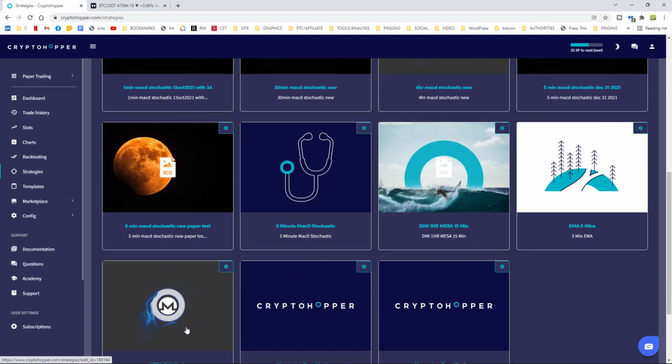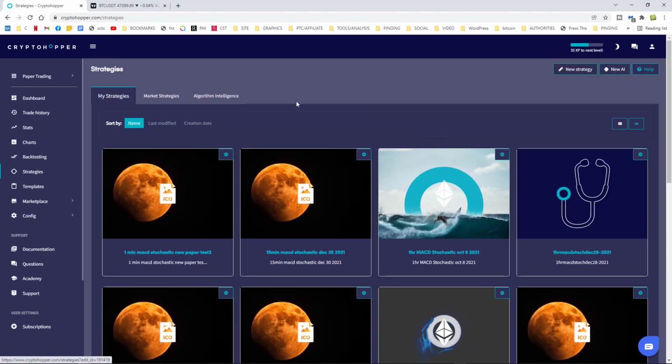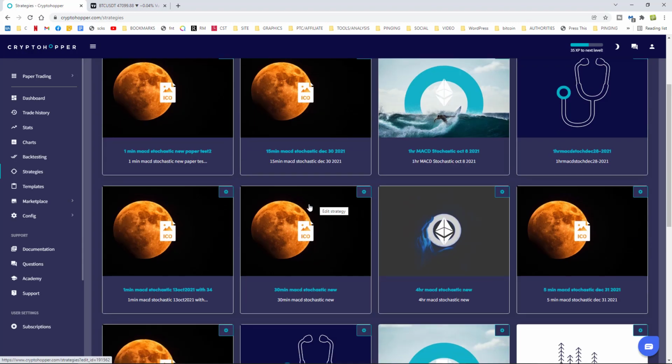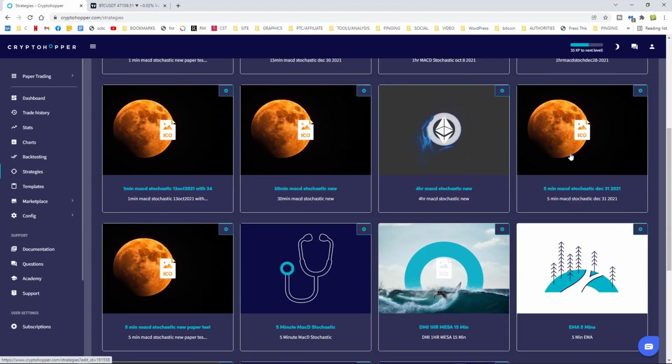So there's all our strategies, and they're all labeled, and the one we have just created is there. Alright, MACD stochastic, there's the date for it, and that is currently the one I'm using on my real trading bot. Right, I'm waffling. Let's go back to the setup.